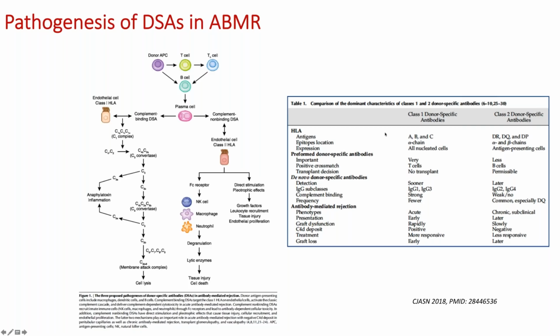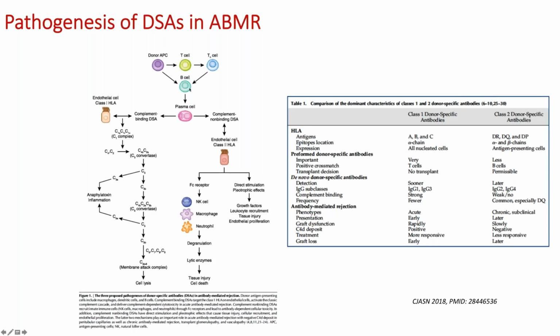Now we learned about TG pathogenesis. I mean, we learned about DSA, we learned about C4D. Now, what about the pathogenesis of DSAs in ABMR? Now, when we say endothelial cells are injured or endothelial cells are destroyed, what does it mean? Now, there are three proposed pathogenesis of donor-specific antibodies in antibody-mediated rejection.